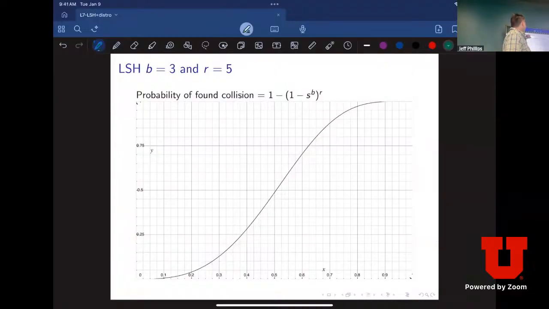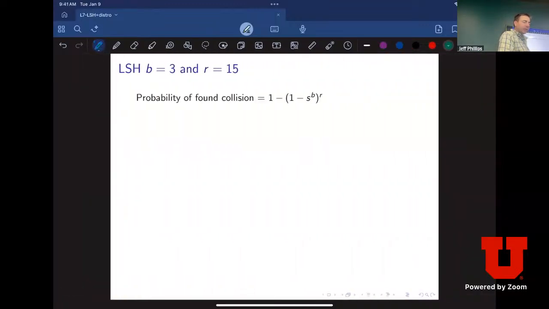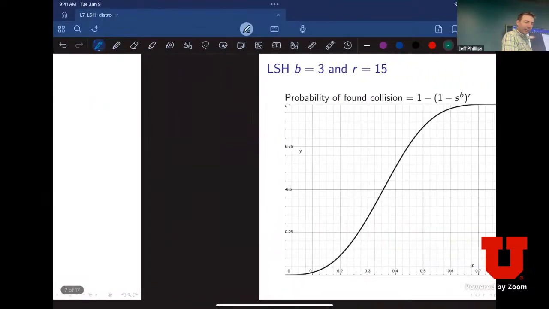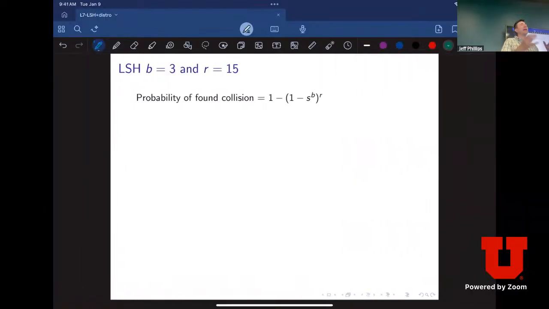This is with 15 total hash functions. So B times R equals 3 times 5 equals 15. I get a curve that looks a bit like this, right? If I increase the number of bands, I have more chances to get it, so I should have a higher probability of seeing a collision.